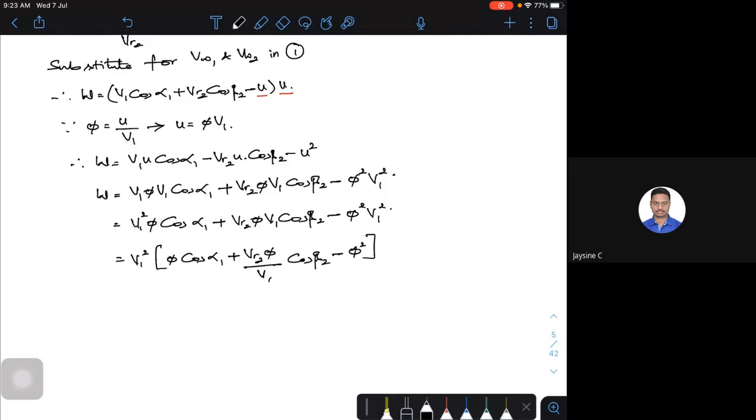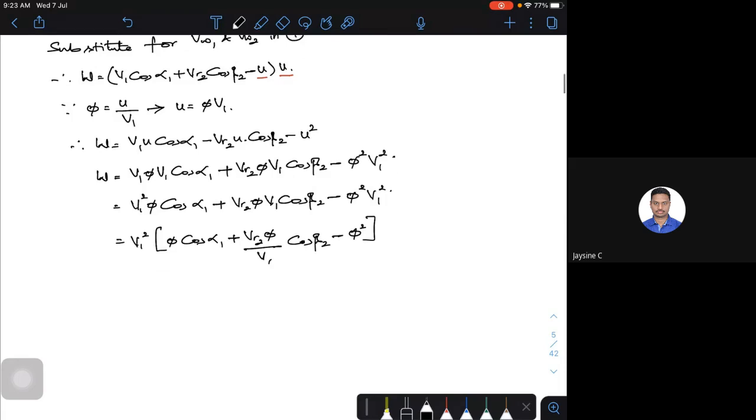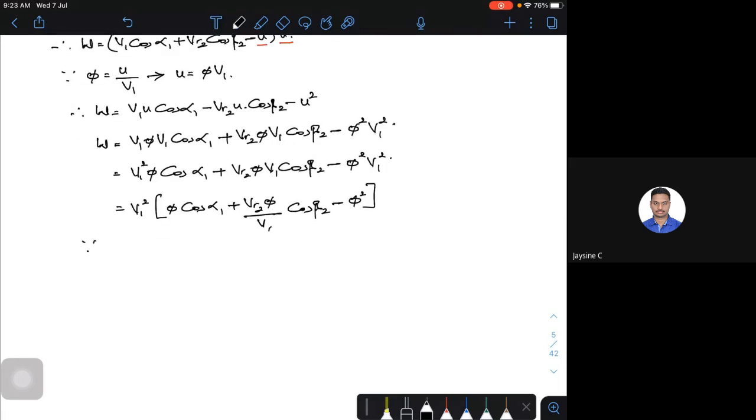Now what is my VR2? Okay. So you know that phi 2 is equal to u by VR2, or I can write VR2 is equal to u by phi 2. So substitute for that. Substitute for VR2 in this equation. So what am I going to get actually?